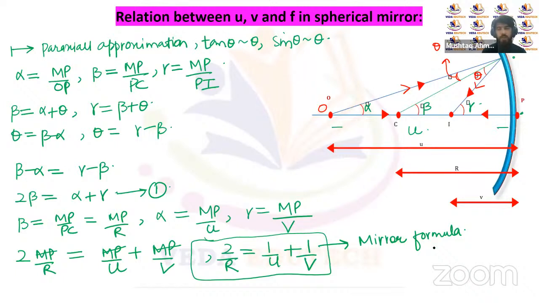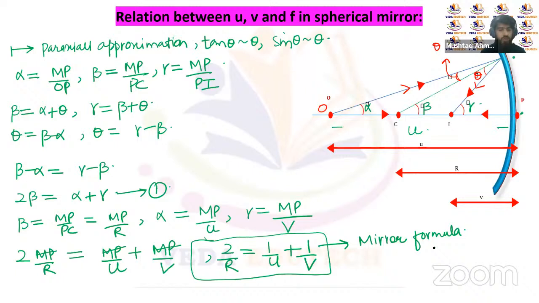It means that incident rays of light should be very close to the principal axis so that this angle theta will be very small. Then only we can use this formula for the calculation of different values: we can calculate the object distance, the image distance, or any of the physical quantities mentioned here.